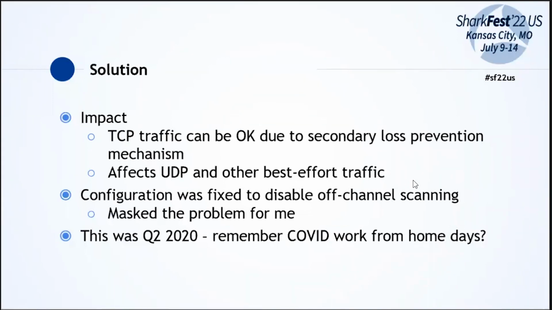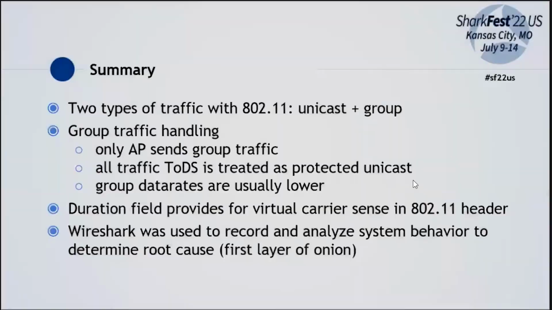So, impact. TCP traffic can get away with this because you have another layer of reliability. You have a transport layer protection mechanism. If these were TCP packets being dropped, TCP would have detected it and retransmitted, so you could have been okay. The reason it impacts me more here is because I have UDP and there's no transport layer protection mechanism. So that was the work at home time.